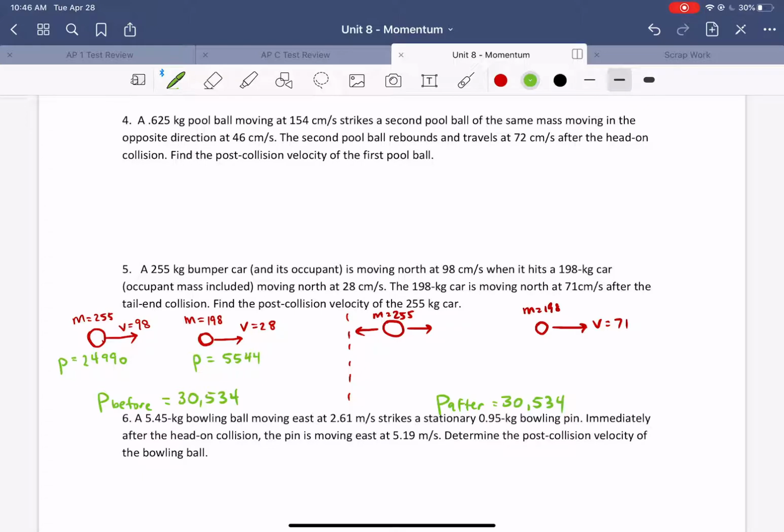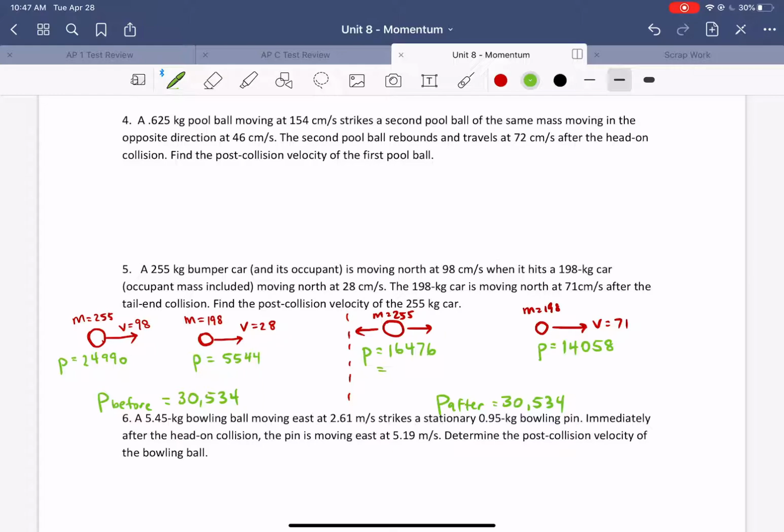All right, so we can calculate the momentum of one of the carts because we know mass and velocity. So 198 multiplied by 71 gives us a momentum of 14,058. So now this is a subtraction problem. This number added to the momentum of the other cart must add up to 30,534. So you take 30,534, subtract 14,058, and that gives you a momentum of the other car, which is equal to 16,476.